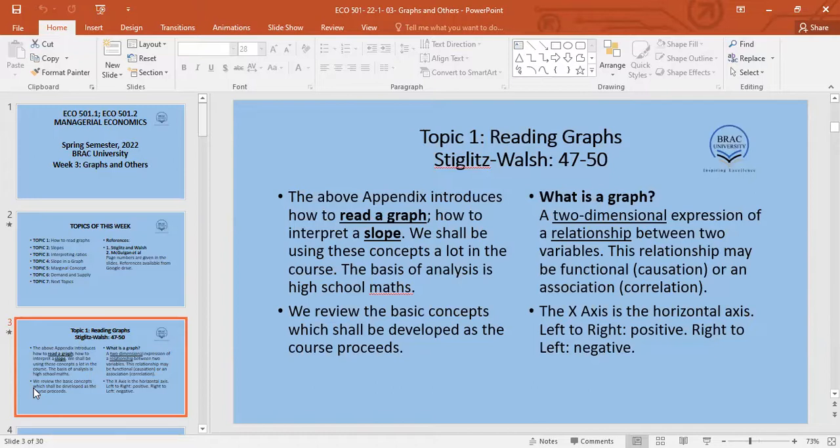But our main analysis will be nothing but basic high school mathematics. Okay, so what is a graph? A graph is basically a two-dimensional presentation of two variables. That's it. So when we were in high school, we had an x-axis, which was horizontal. We had a y-axis, which was vertical. And then we had 4 quadrants.